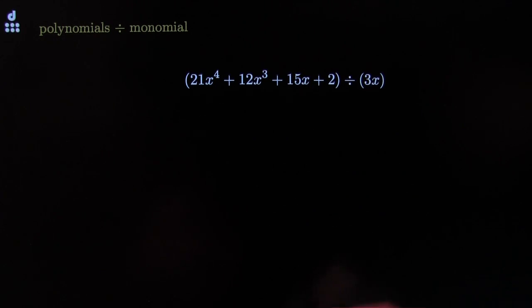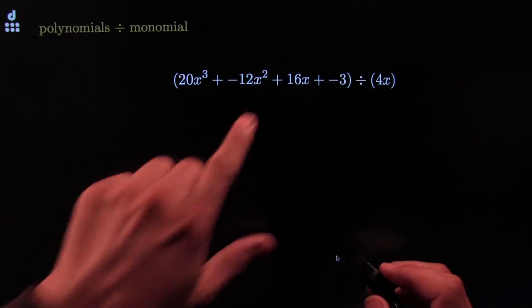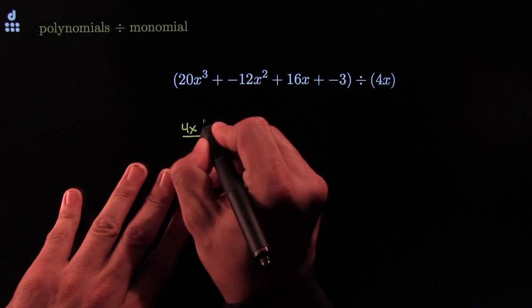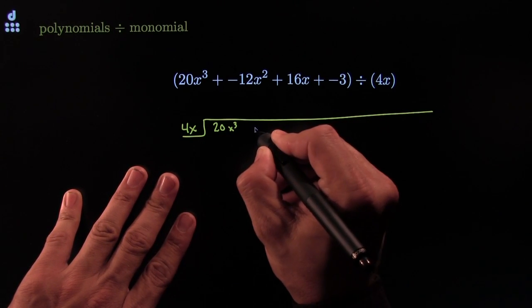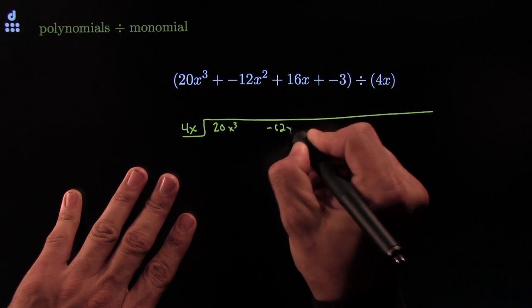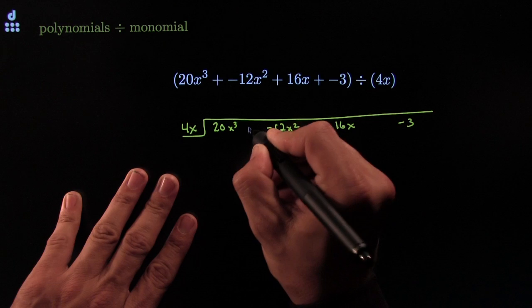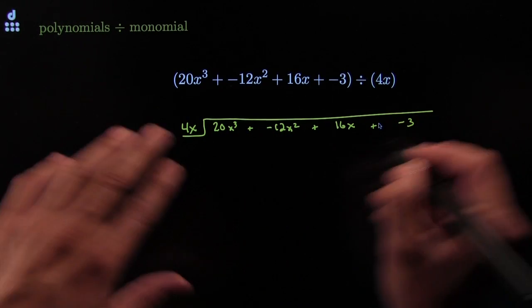Let's try it now on a different problem. 20x to the third, 12x squared, 16x, and that divided by 4x. So here's what you do. You write the 4x on the outside. You write all these things on the inside. I try to keep things organized by columns here. My degree 3 column, degree 2, degree 1, degree 0 column. And see how it goes.